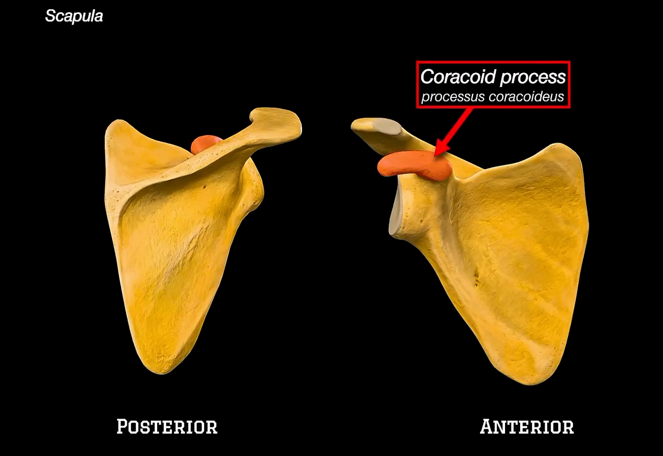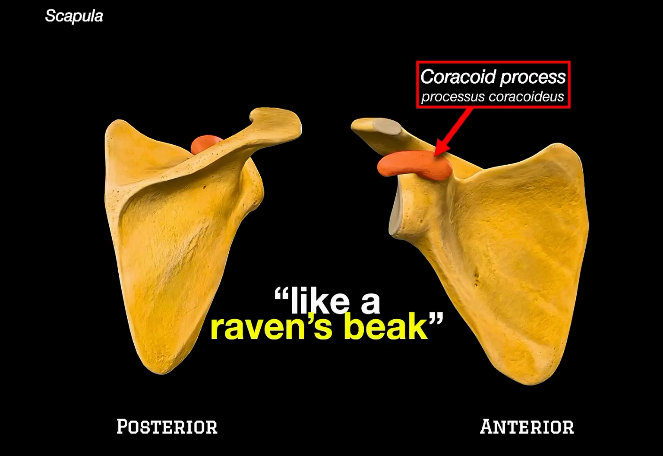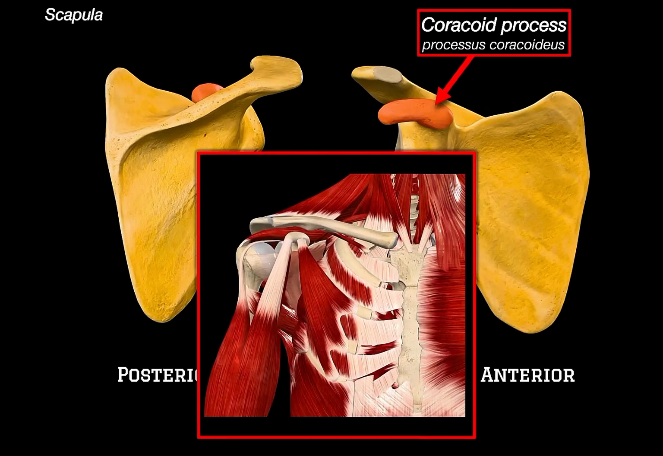Coracoid process. One of the first landmarks to discuss is the coracoid process. The coracoid process is a hook-like projection located on the anterior surface of the scapula. Its shape resembles a curved finger pointing forward and slightly outward. Interestingly, the name coracoid comes from Greek and means raven's beak. Functionally, this structure acts as an important attachment site for muscles.